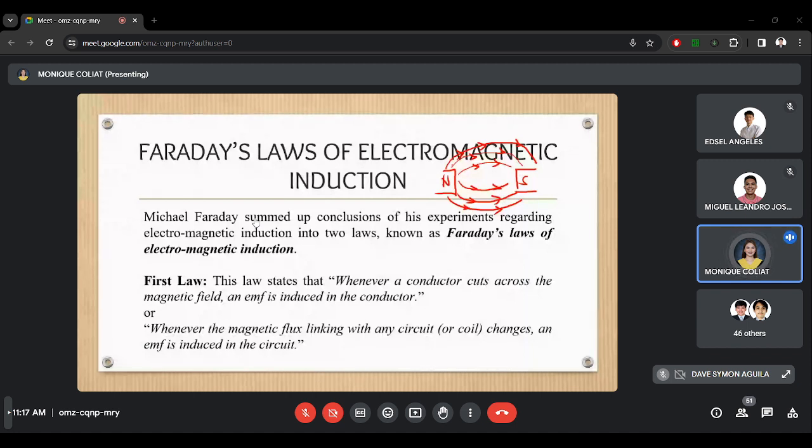Okay, so that is the first law. It also states that whenever the magnetic flux linking with any circuit or coil changes, an EMF is induced in the circuit. That one is in the video.